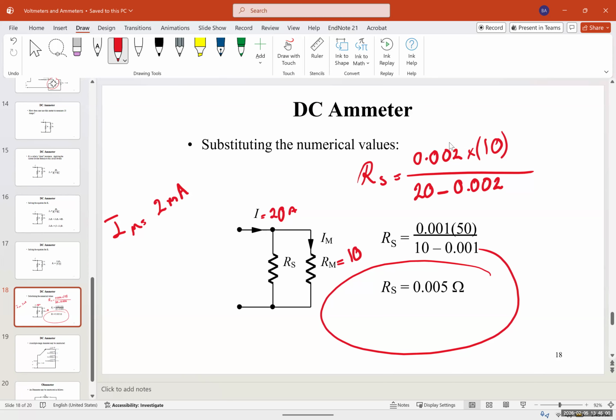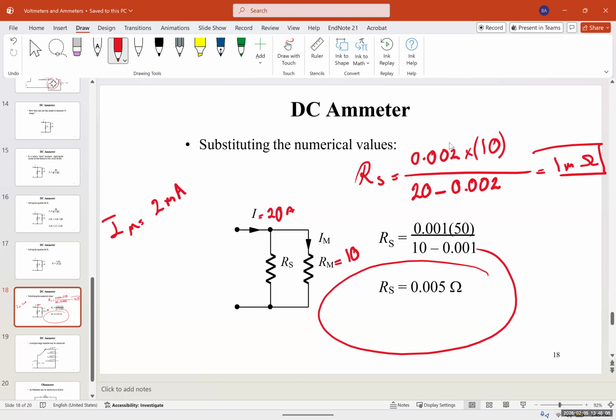And what did you find? What is it? 1 milliohm. Okay, yes. Close to 1 milliohm, yeah.